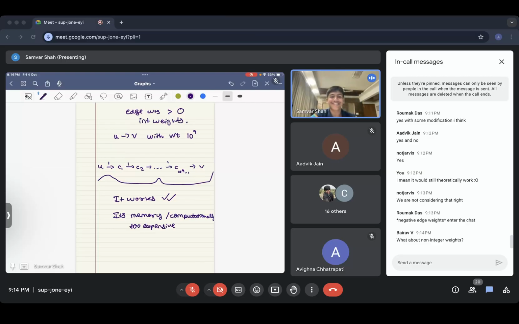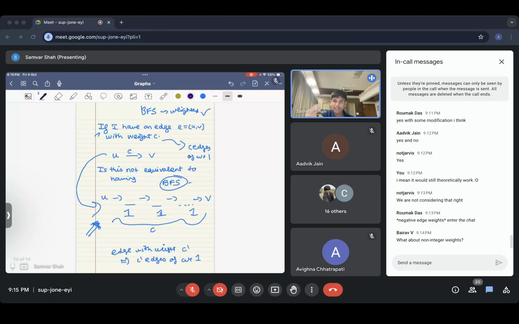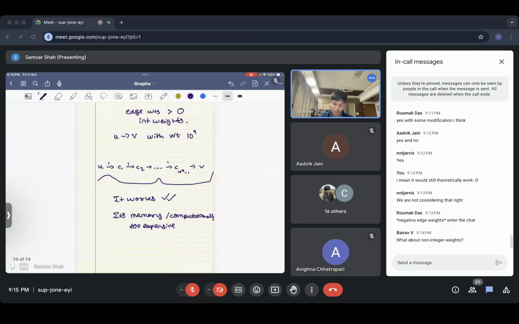Integer weights. Okay, so let's get to all of these edge cases later. Let's keep it simple right now. I should have defined everything, but I was just trying to keep it simple so it does not complicate too much. But does everyone see this? It theoretically works. I can do this modification, converting a weighted graph to unweighted and then using BFS, but it could be memory-wise or computationally too expensive. Does that make sense?